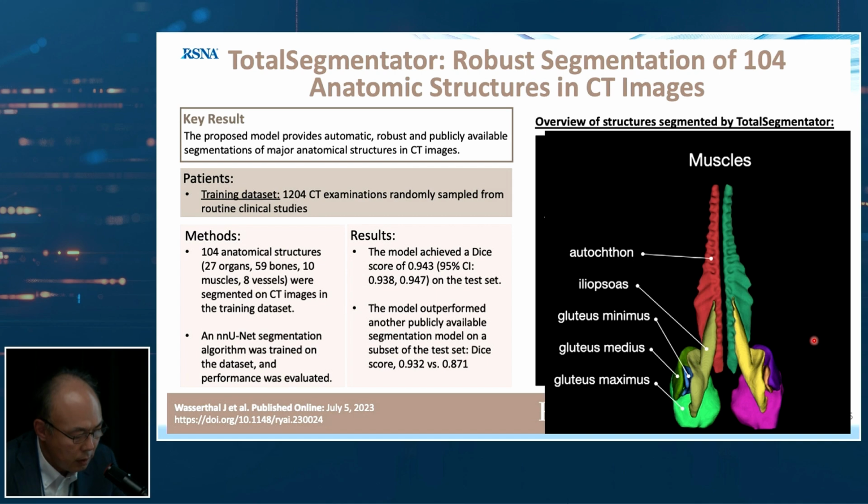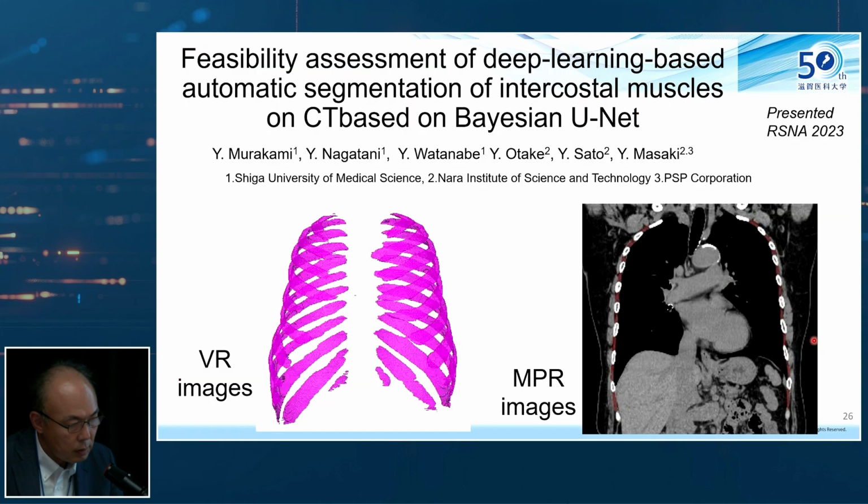But in this segmentator, the muscles are limited to the iliopsoas and the gluteus muscles. We are very interested in the intercostal muscle, which is probably very related to respiratory function. We collaborated with the Nara Institute of Science and Technology and developed this intercostal muscle segmentation. This was presented last year at RSNA.